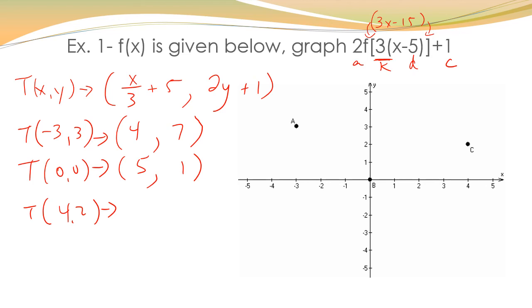4 over 3 plus 5. That's not a nice decimal. It's going to be like 6.3333333, and so on, right? So we want to leave that as a fraction, which is 19 over 3. And then 2 times 2, 4 plus 1 is 5.